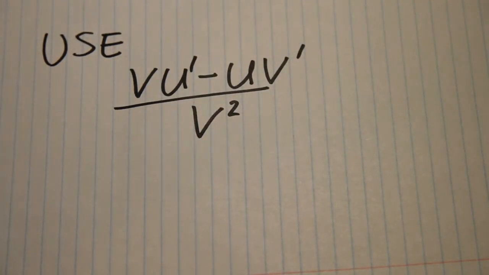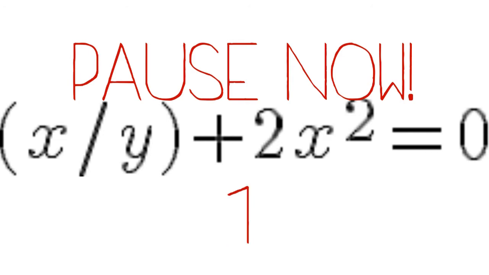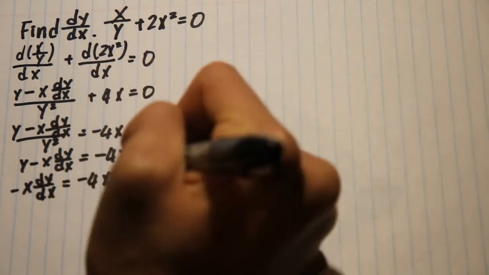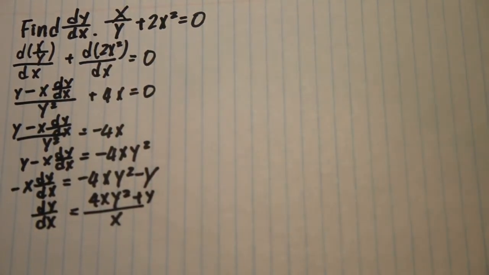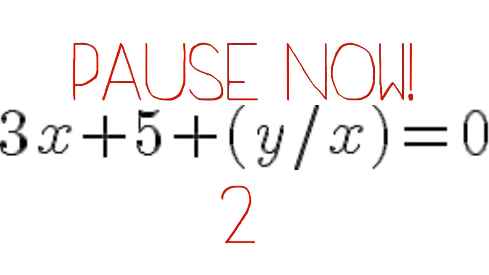Topic number 2, quotient rule. Make sure to use v over v square. Question number 1. Find dy dx for x over y plus 2x squared equals 0. Another solution time. Question number 2. Find dy dx for 3x plus 5 plus y over x equals 0. Was that hard? Well, here's the solution.